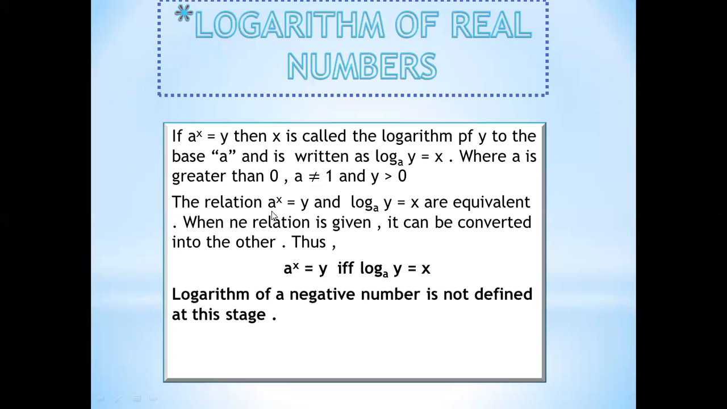The relations a raised to the power x is equal to y and log to the base a of y is equal to x are equivalent. We can convert exponential form into log form and also convert log form into exponential form. a raised to the power x is equal to y is called the exponential form. We can interchange them, so when one relation is given it can be converted into the other. Thus a raised to the power x is equal to y if and only if log to the base a of y is equal to x. The logarithm of a negative number is not defined at this stage.